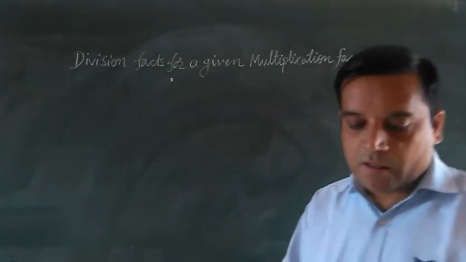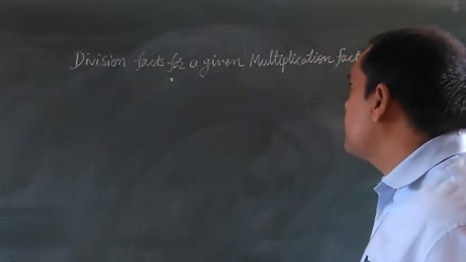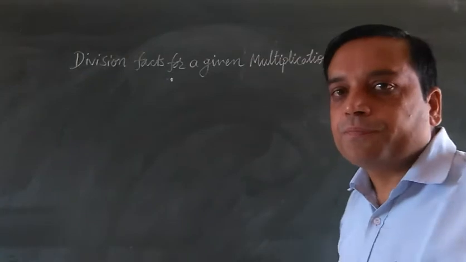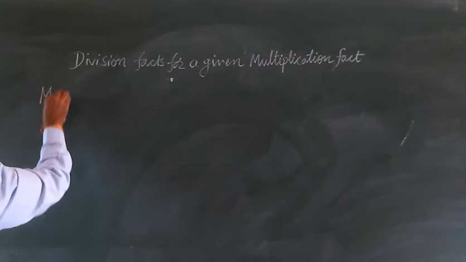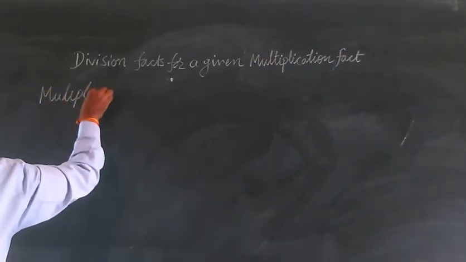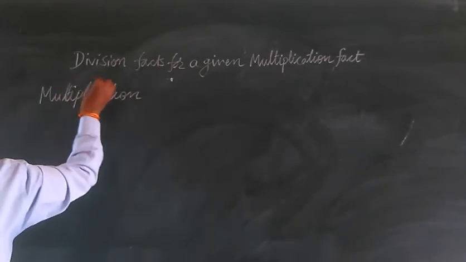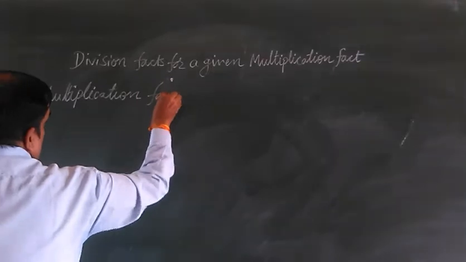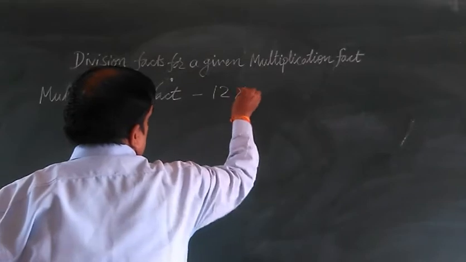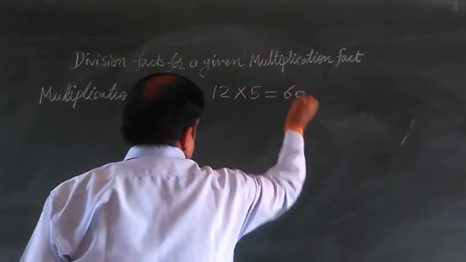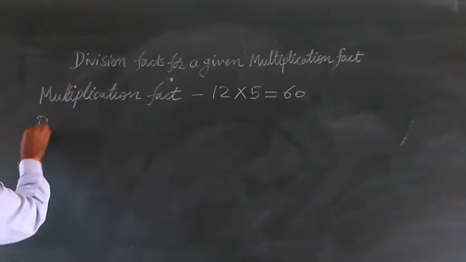Before we start exercise 4.8, first we understand some of the division facts for given multiplication facts. Suppose first we write the multiplication facts. What are the multiplication facts? Suppose we write 12 multiplied by 5, we get 60. You know this very well. And what is the division fact?